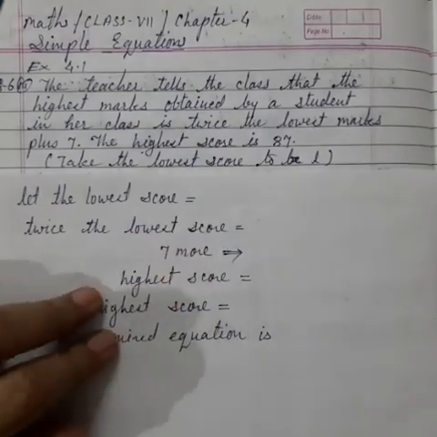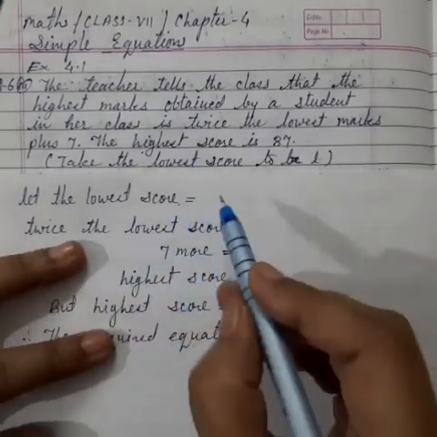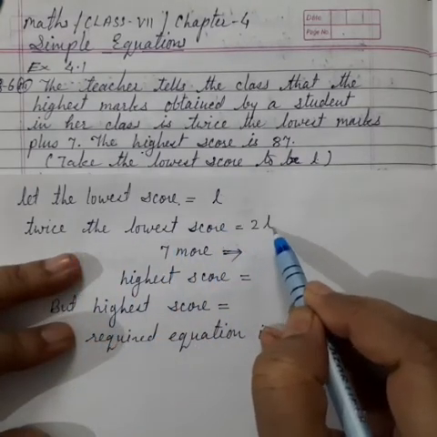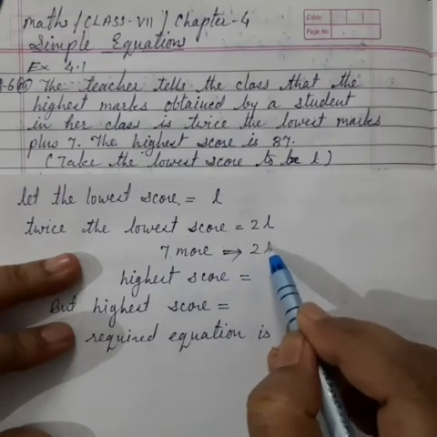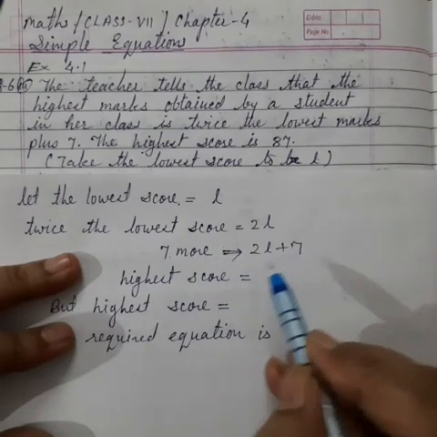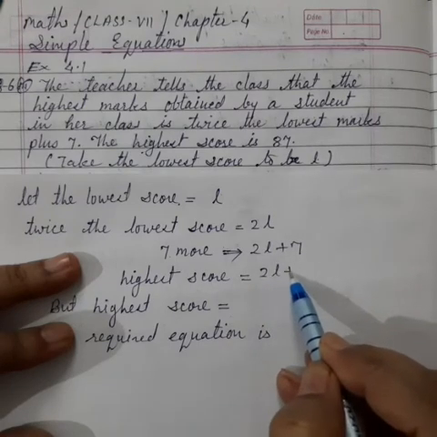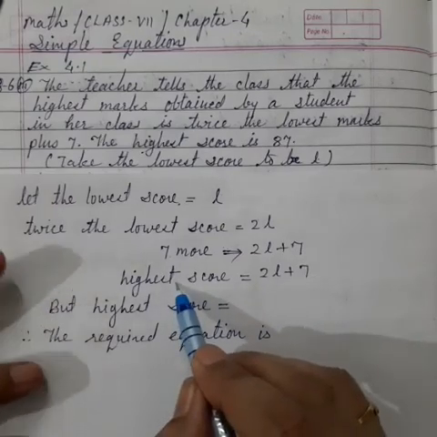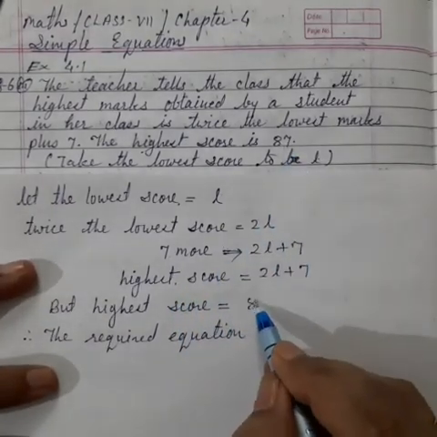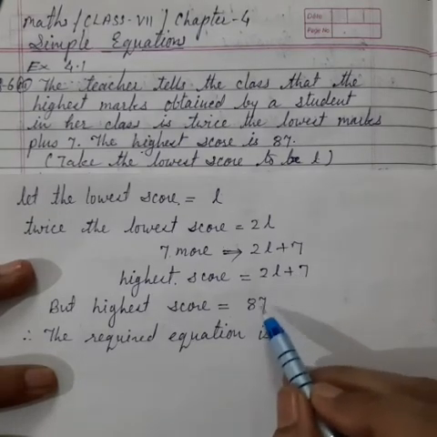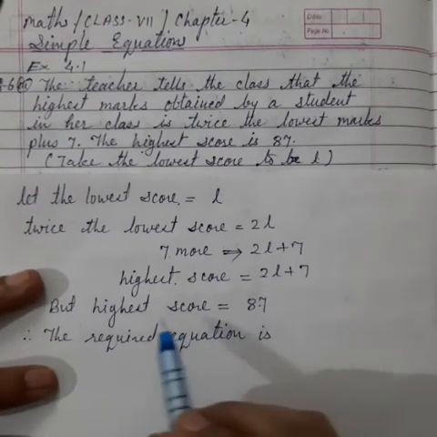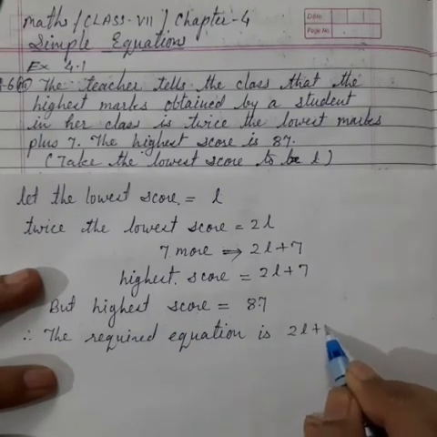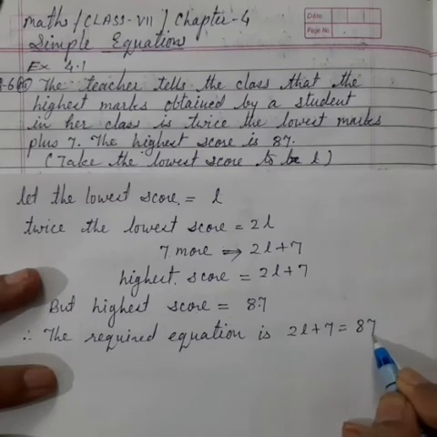Let us write it. The lowest score we have to take L. Twice the lowest score means 2 times L. 7 more. 2 times L plus 7. And this is our highest score. Twice the lowest score plus 7 is highest score. But highest score is given 87. And these two expressions are representing the same value, highest score. So our equation will be 2L plus 7 equal to 87.